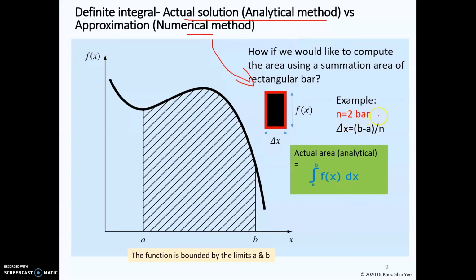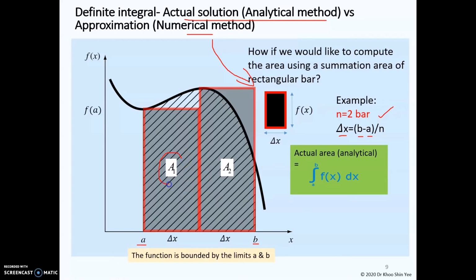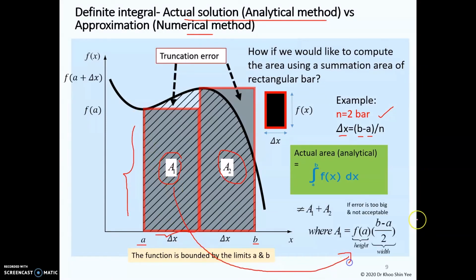For example, let's have n equal to 2 bars to represent the total area here, and you can find the step size delta x, which is also the width of the bar, equal to the upper limit b minus the lower limit a divided by the number of bars. By doing this, you can form 2 bars under the curve, and you can find the area easily by multiplying the height and the step size, which can be computed by using this formula. So you just need to take the summation of the area for the first bar plus the second bar in order to approximate the actual area.